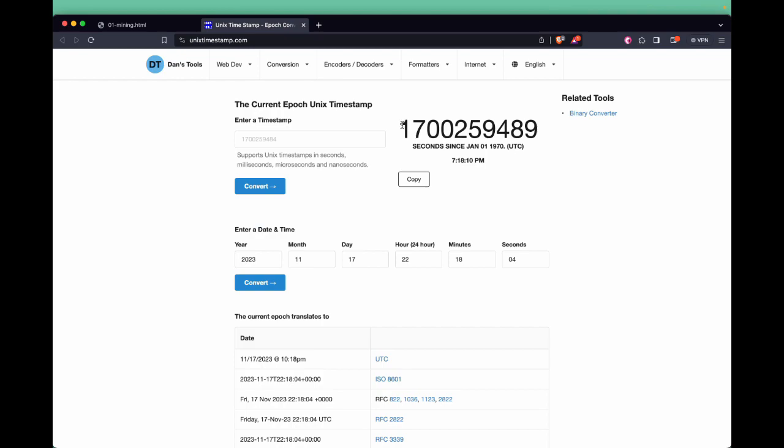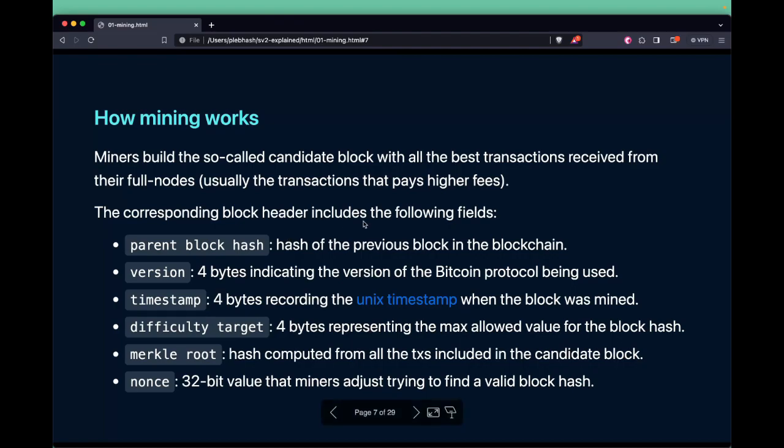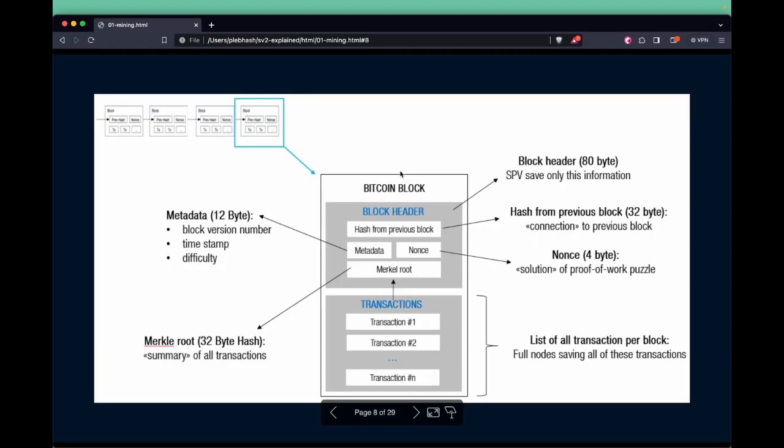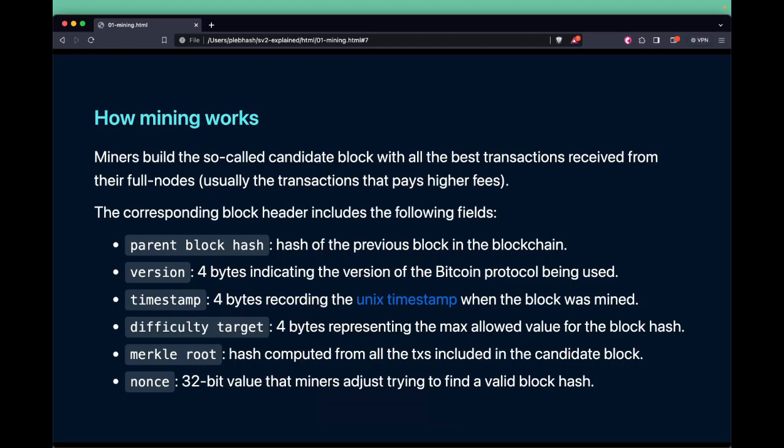They're just a number representing how many seconds have elapsed since January 1st, 1970. And we use this to keep track of how time is progressing inside the blockchain. And then inside the metadata, we also have the difficulty target, which we just briefly mentioned on the previous slide. And that is basically 4 bytes representing the maximum allowed value for this block hash. And we're gonna dive into this in a little bit more detail soon.